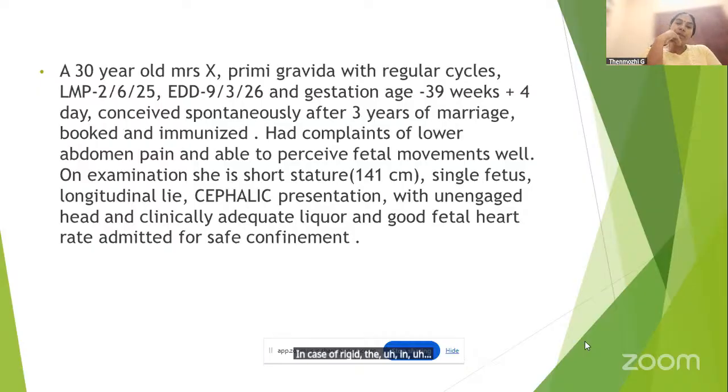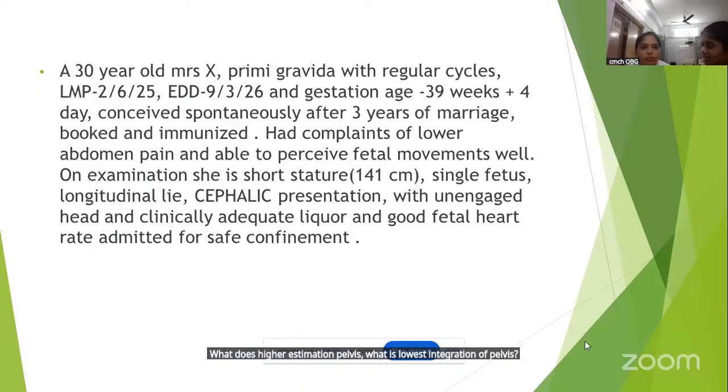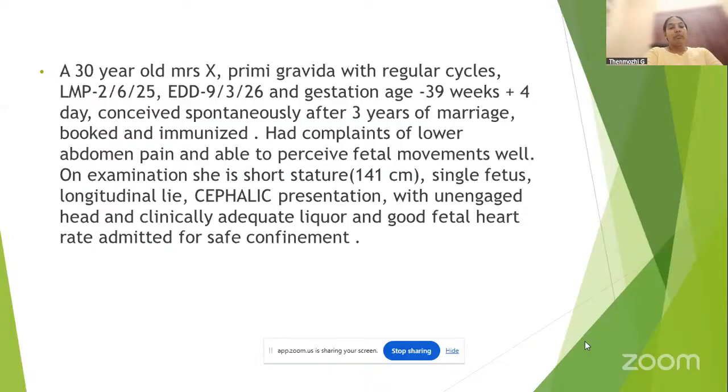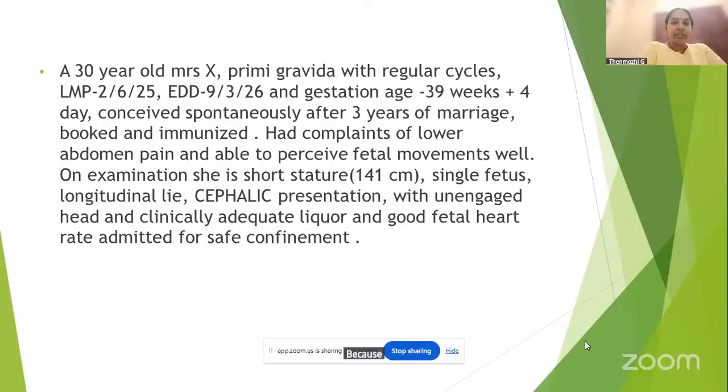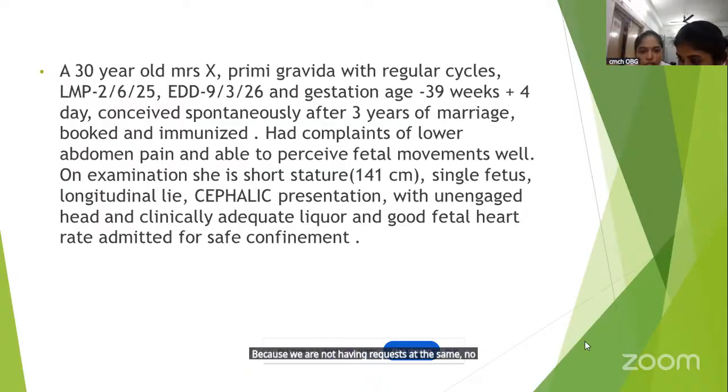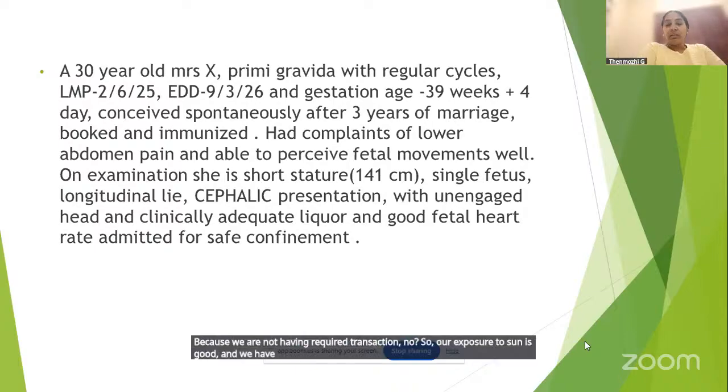What is high assimilation pelvis? What is low assimilation of pelvis? High assimilation and low assimilation pelvis. In rickets, the anomaly inlet will be reniform shaped, ma'am. We are not having rickets at present. It is so rare. Our exposure to sun is good, and we have very good vitamin D. Rickets is very rare.